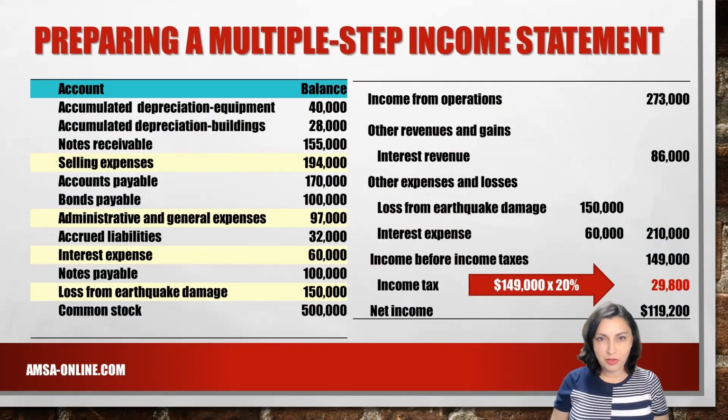The next step is to calculate the income tax expense. For simplicity, we assume the total effective tax rate is 20%. The income tax expense is $29,800, which is income before taxes of $149,000 multiplied by 20%.